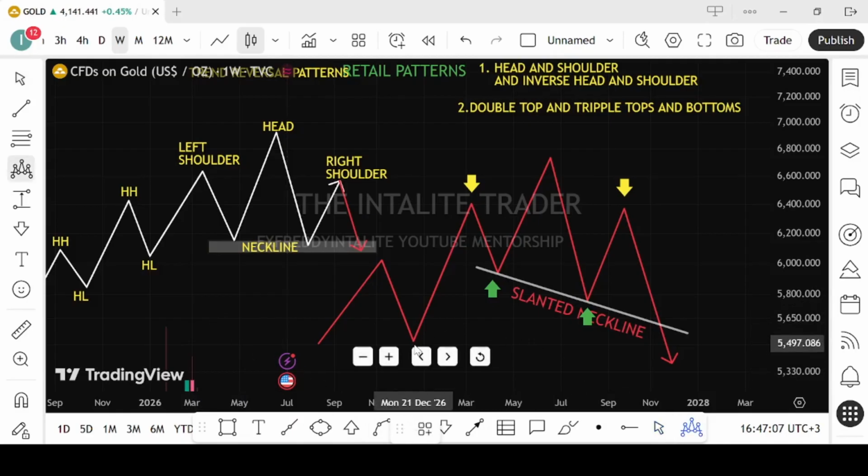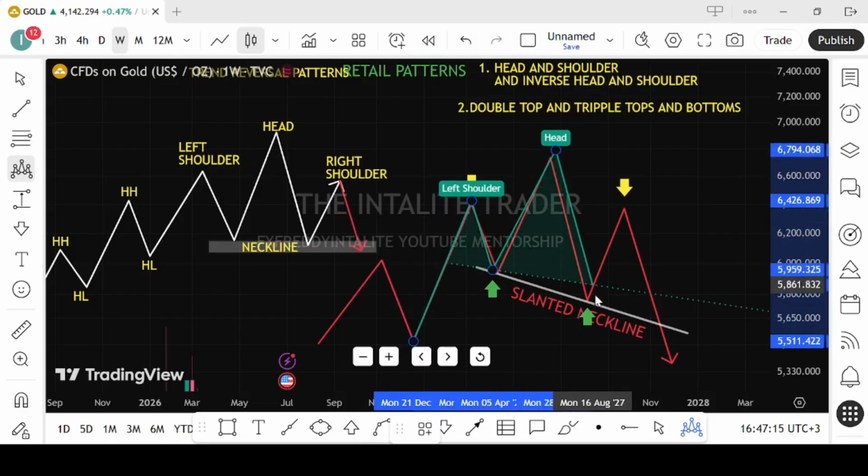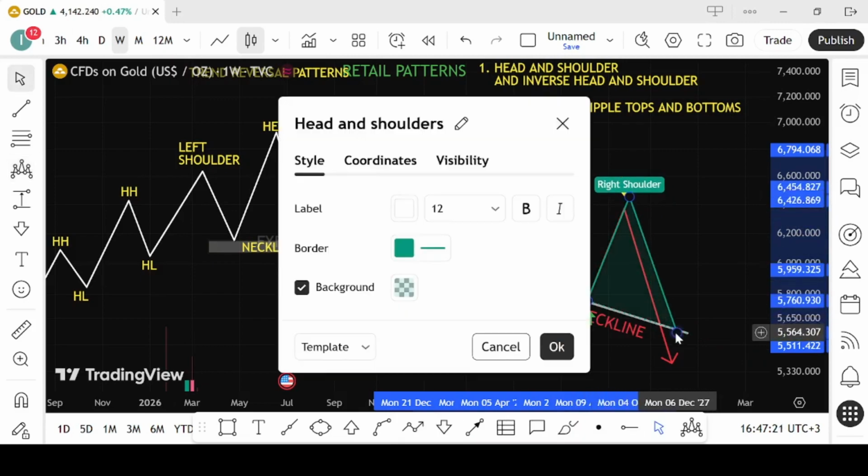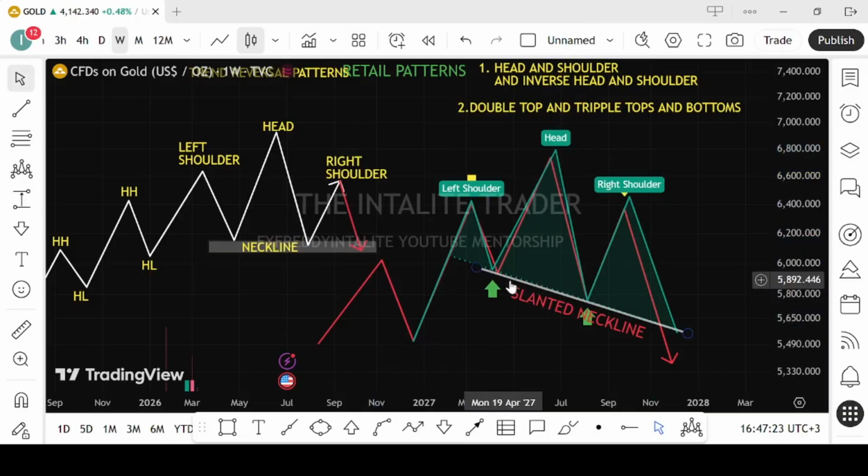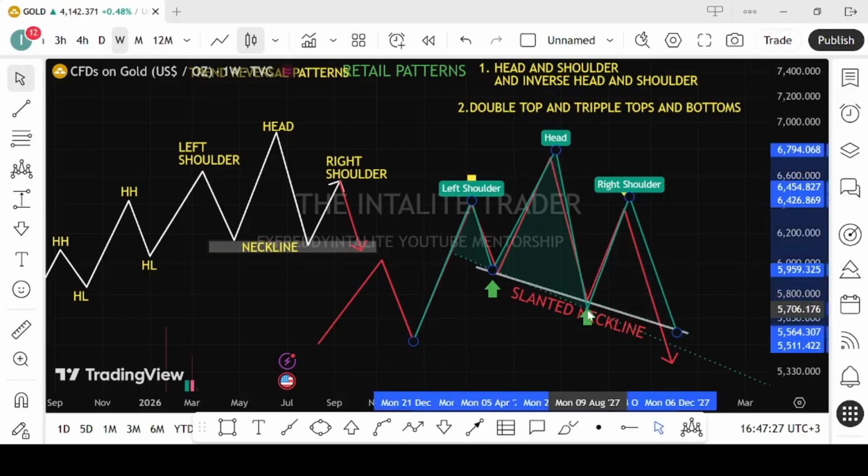That's why it is called a high quality reversal pattern. If I bring my tool, this one, left shoulder, head, right shoulder, and then you have a slanted neckline. This one, it is of higher quality because the price already gave you a lower low here.